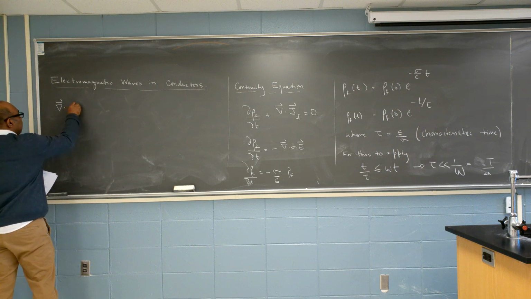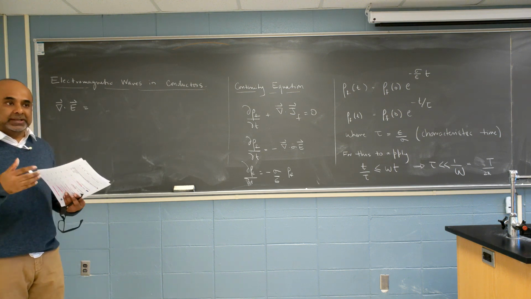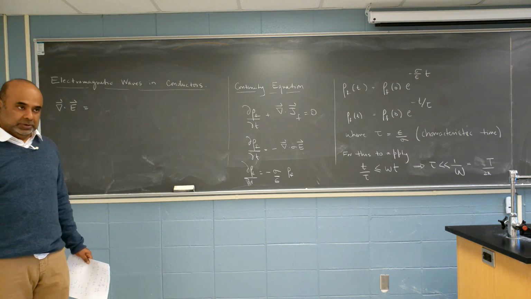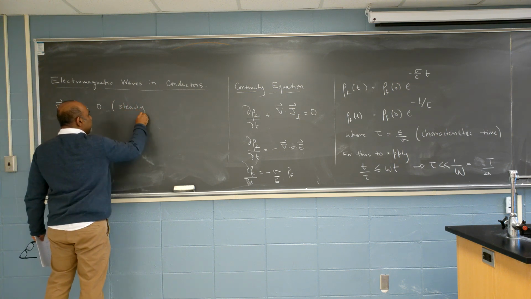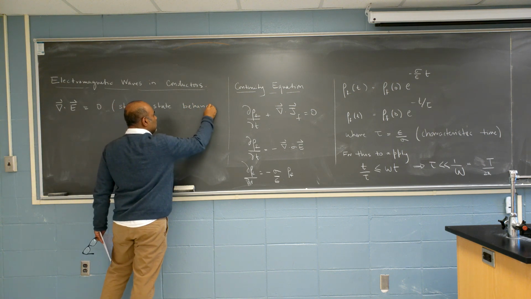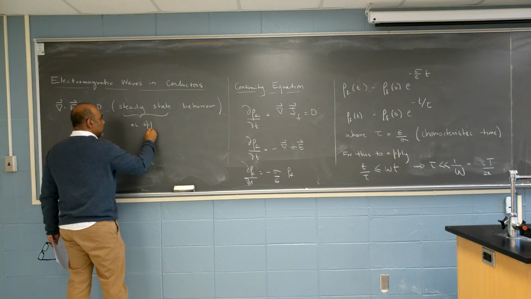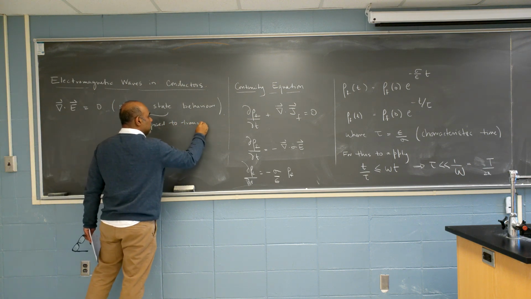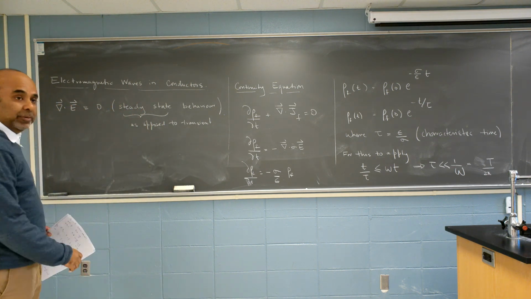Divergence of E. It used to be rho free over epsilon naught, but we don't care about the transient behavior. We're going to wait till the charges go to zero. So I'm going to call this the steady state behavior. What is steady state as opposed to transient? You wait for the free charges to go because we want to get a wave equation out of this.